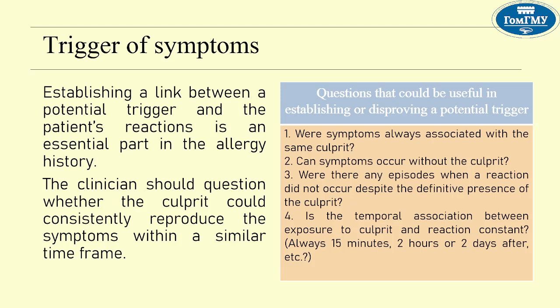Equally, an IgE-mediated reaction to food is highly unlikely if the patient has nocturnal symptoms or symptoms that are worse in the morning. Here are questions that could be useful in establishing or disproving a potential trigger. Were symptoms always associated with the same culprit? Can symptoms occur without the culprit? Were there any episodes when a reaction did not occur despite the definitive presence of the culprit? Is the temporal association between exposure to the culprit and reaction constant?